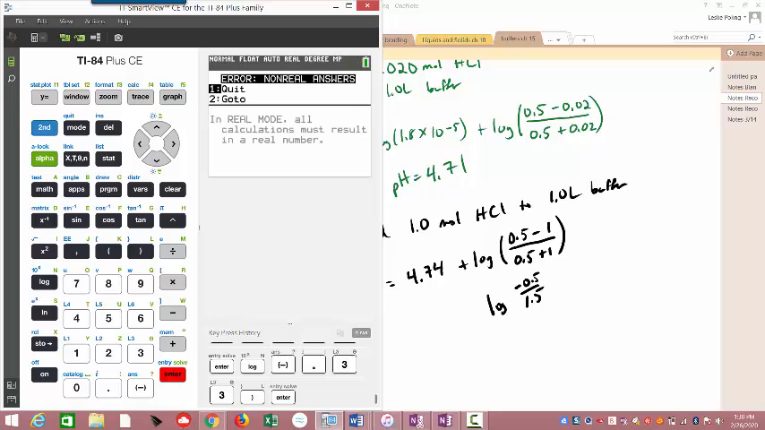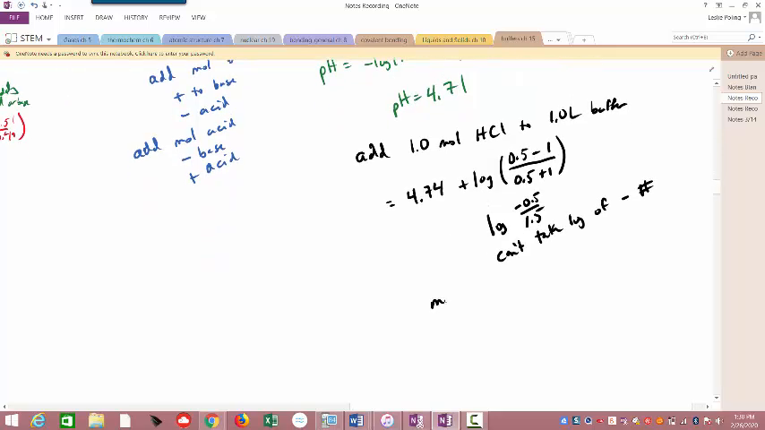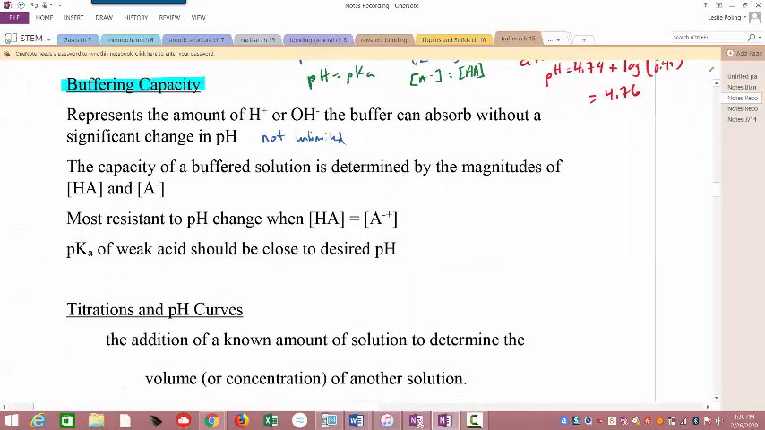And that's where we have the problem, because we can't do log of a negative number. So this is more acid than the buffer can handle. Now, obviously, we don't have A minus and plus, so that should just be A minus.